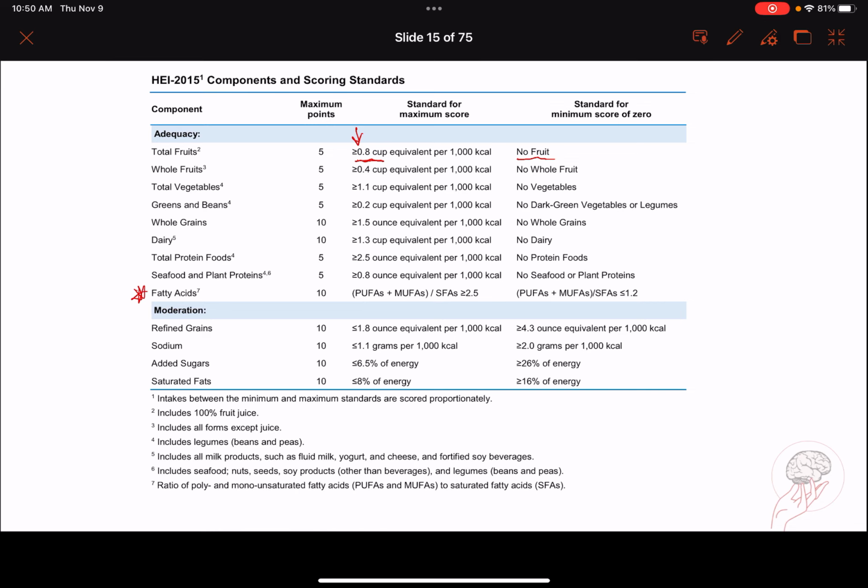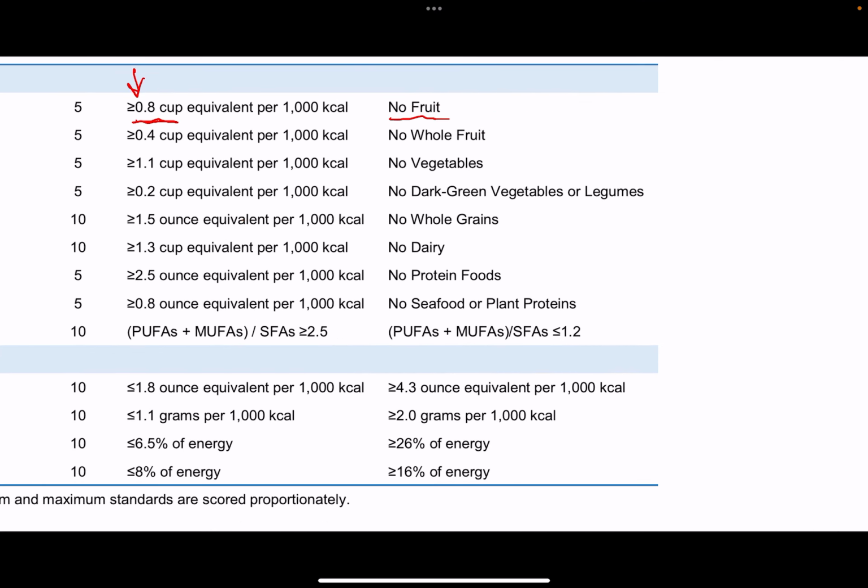The kind of unusual one is the fatty acids. So this isn't a ratio. We have the ratio of polyunsaturated fatty acids plus monounsaturated fatty acids divided by saturated fatty acids. And we want this ratio to be better than 2.5. Think about a ratio. It's a numerator over a denominator. And we want the numerator to be big in this case. We want the numerator to be 2.5 times bigger, not digger, bigger.